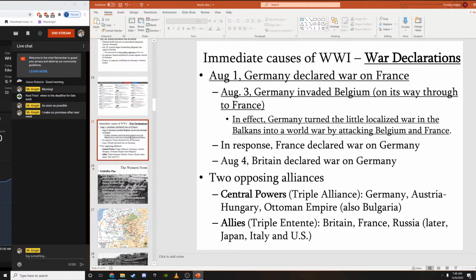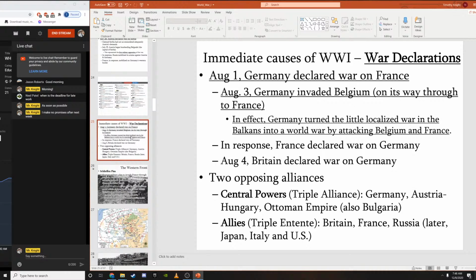We have a name for it in hockey. We call it instigating. Okay, if you get put in the penalty box for instigating, it means that you were going out on the ice looking to start a fight. And so Germany was very much an instigator in this conflict. And in response, France declares war on Germany and Britain declares war on Germany.